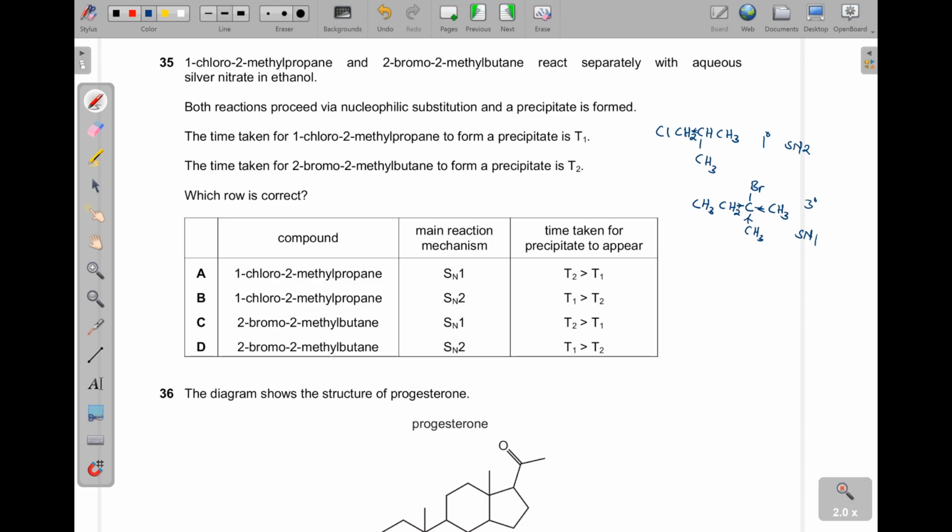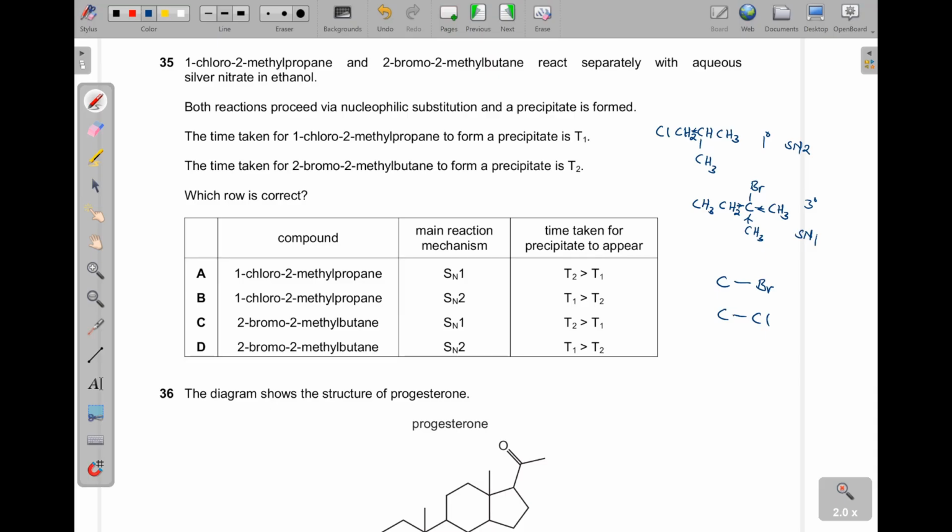Another thing, they are saying the time taken for 1-chloro-2-methylpropane to form the precipitate. So for the precipitate here, remember you are using aqueous silver nitrate, which weakens the carbon to halogen bond, and then the halide is released in the solution. So of course, we know these bonds here, now here we are having chlorine and bromine, sorry. This is bromine, and then the chlorine here. So which one is stronger?